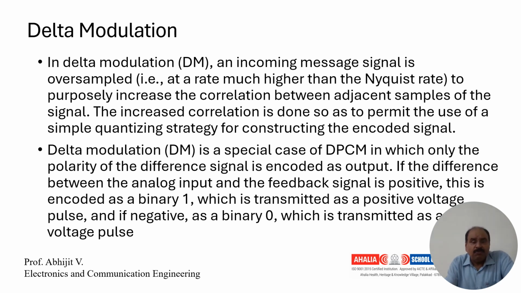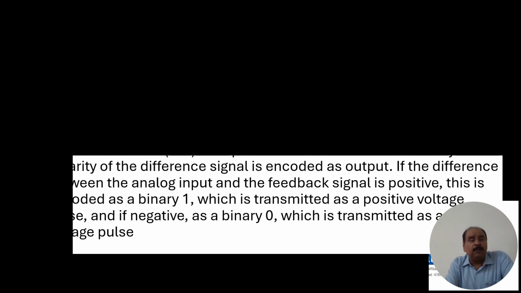Here the difference between the analog input and the feedback signal, if it is positive, is taken as 1, otherwise it is taken as 0 and transmitted as a 0 voltage pulse. So what happens? Only the polarity of the difference signal is encoded as the output.